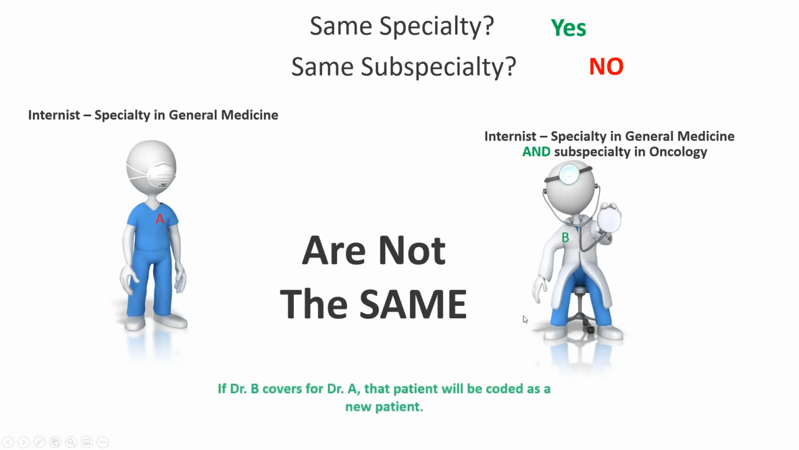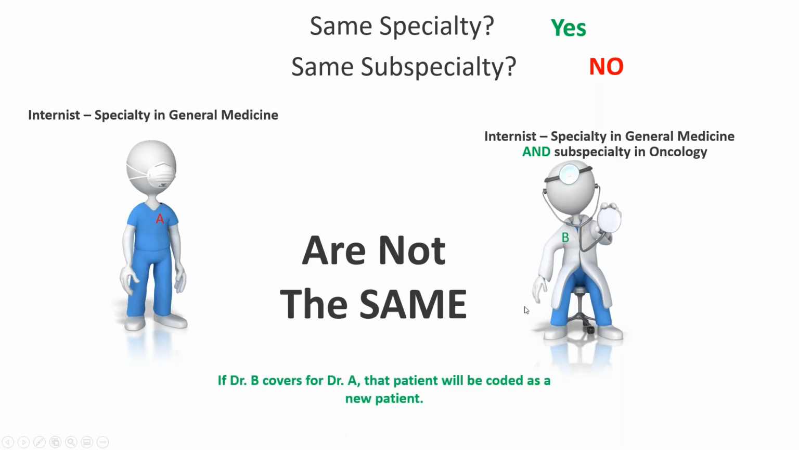So, moral of the story, if Dr. B covers for Dr. A, that patient will be coded as a new patient. There's no way they can be regarded as an established patient. Let's assume that it's within the 3 years. They cannot be an established patient because both doctors are not of the same specialty and same exact subspecialty. All right.